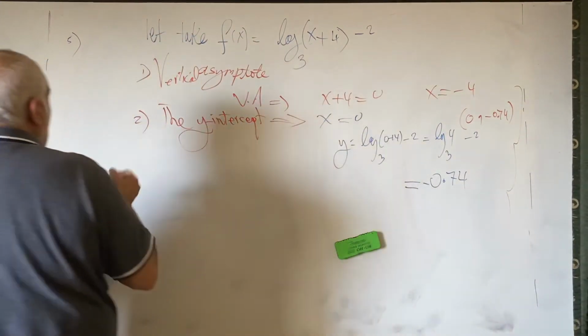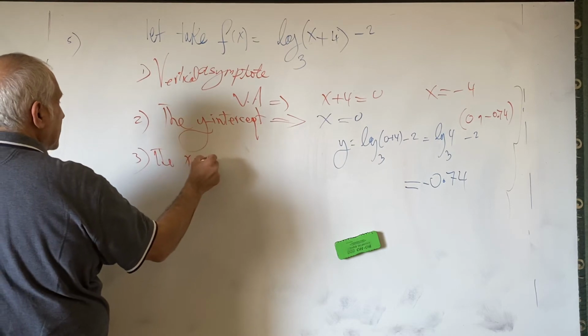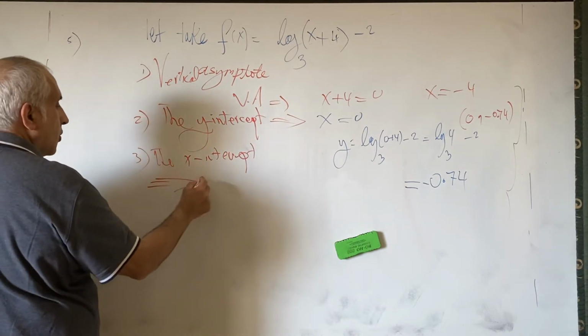The usual thing, guess what? Number 3, how can I go for the x-intercept? And as you all know, y equals 0.